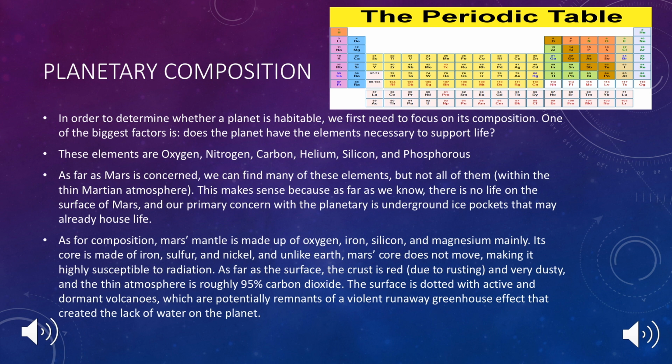Its mantle is made of oxygen, iron, silicon, and magnesium for the most part, nothing too crazy. The crust is very dusty and gains its red color from rusting, and the atmosphere is very thin and dominated by CO2 at about 95%. The surface is dotted with volcanoes, some active and some not, which are potentially remnants of a runaway greenhouse effect, which we'll talk about later.